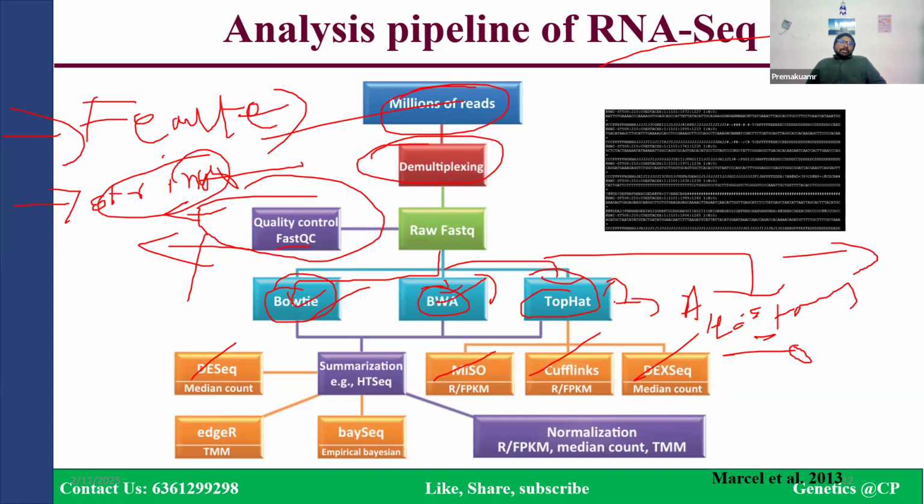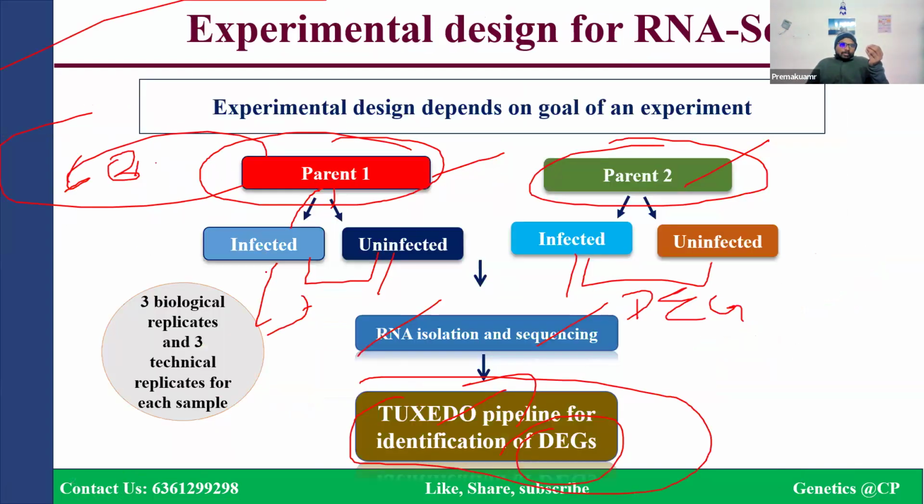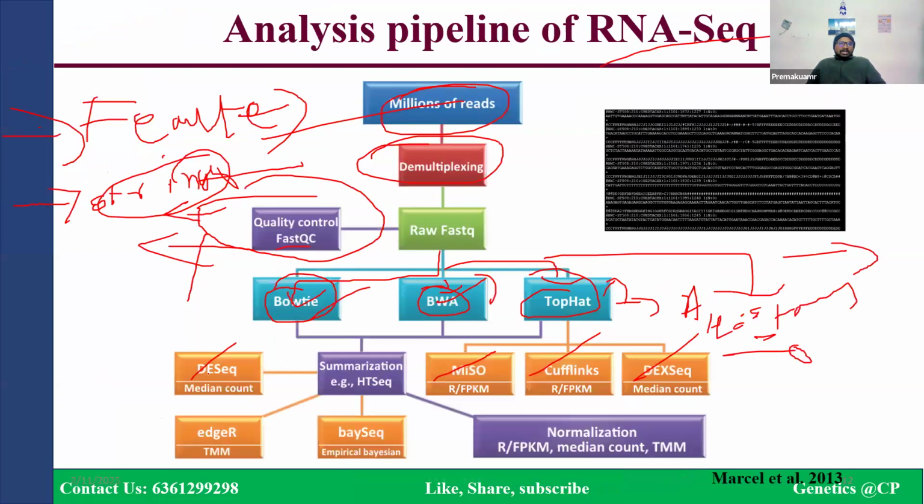After quantification, what do you have to do? You have to compare the expression of the infected sample with the expression of the uninfected sample. For comparison, there are several software tools which use the R environment, like DESeq, or nowadays edgeR is used. Most commonly used is DESeq, differentially expressed seq, or in recent papers they are using edgeR, with TMM based normalization. For normalization we can use FPKM, RPKM, or median count. Normally I use median count. Then TMM also you can use.